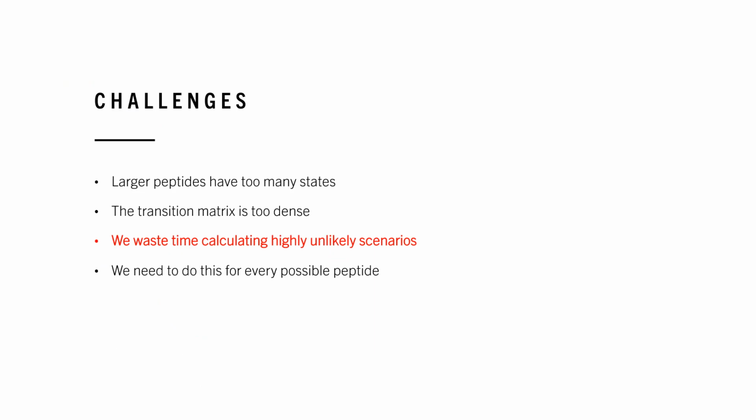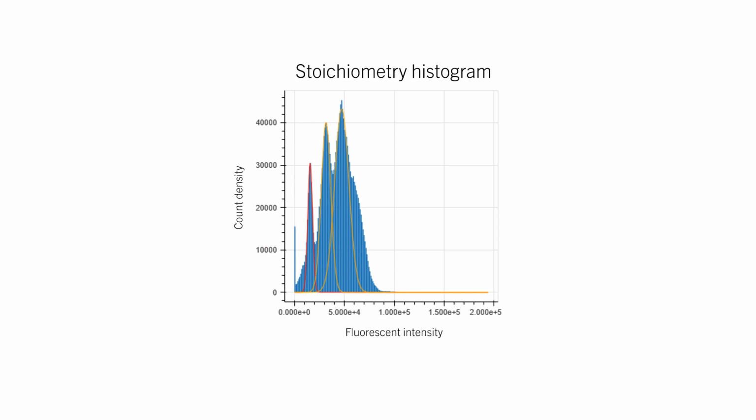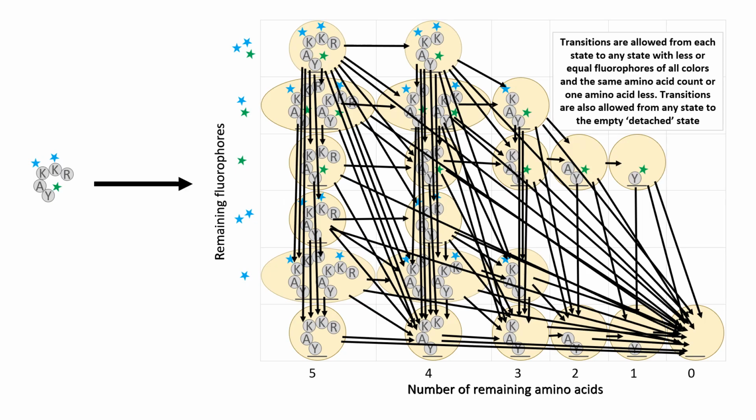So what else can we do? We can try to deal with this situation where we're wasting a lot of time calculating highly unlikely scenarios. So the thing to realize is that while our intensity values have overlap for different counts of fluorophores, there's still values that are completely unreasonable for a particular count. If you're over here, a 3 count of fluorophores is not likely. And so then we're wasting a lot of time churning through transitions that are completely improbable.